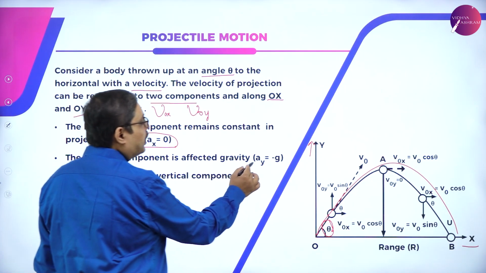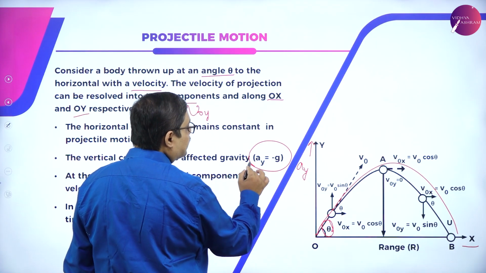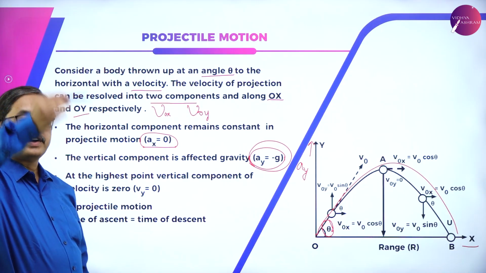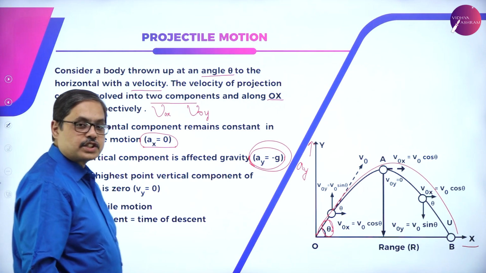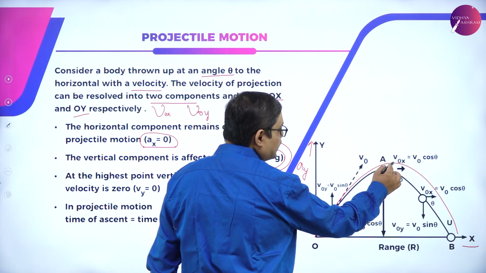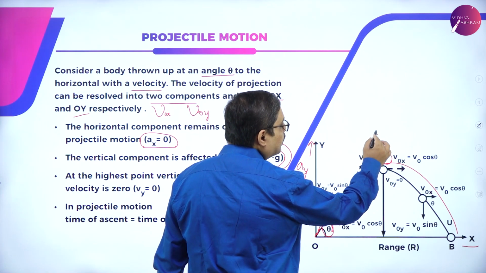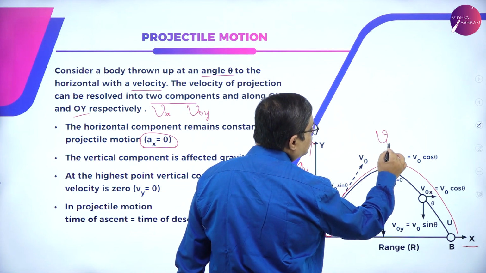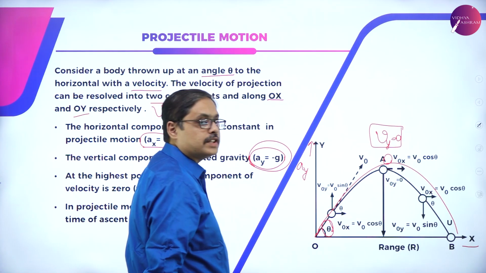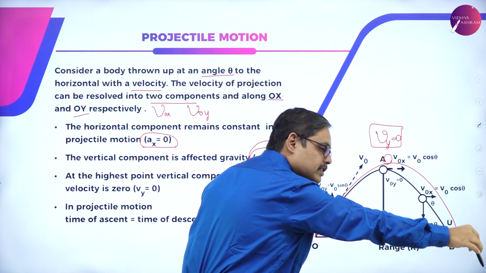The vertical component, however, is affected by gravity. So Ay is affected by gravity. Ay is given by minus g, because this is moving upwards. At the highest point, please observe, when the projectile follows this path and reaches the highest point, the velocity at this point shall be 0. The vertical component of velocity shall be 0. It moves, reaches the highest point, stops there for a while, and then follows the path downwards.